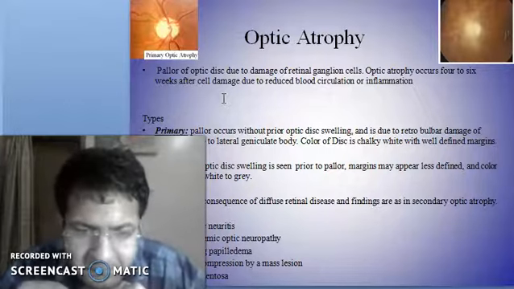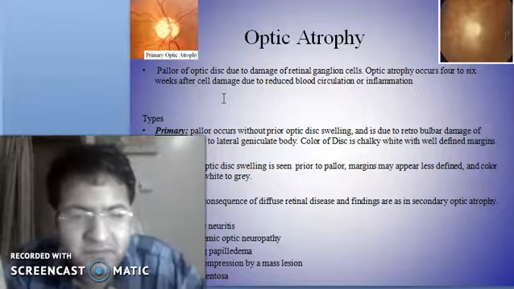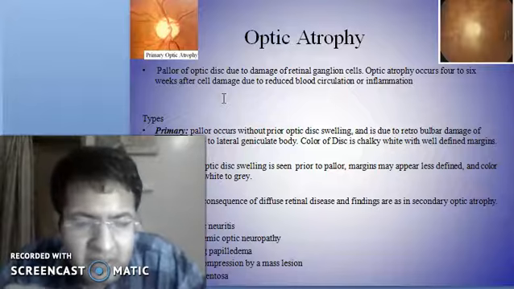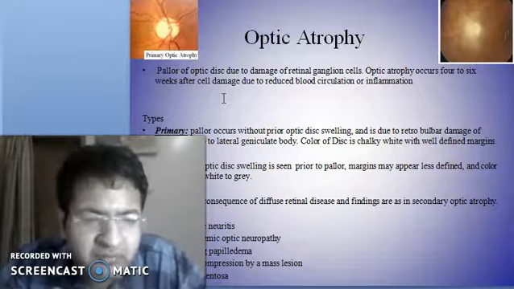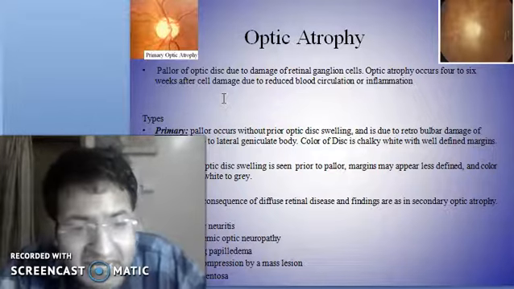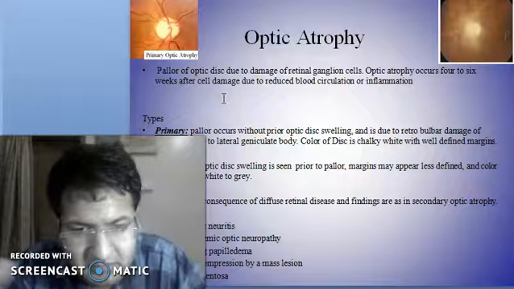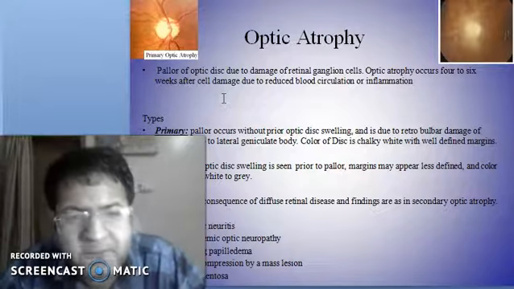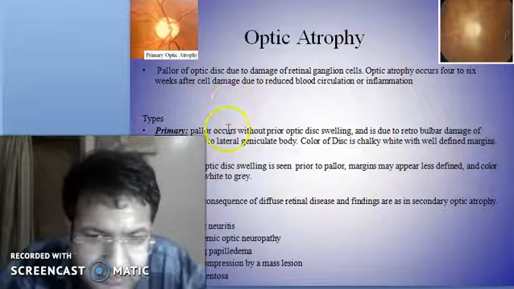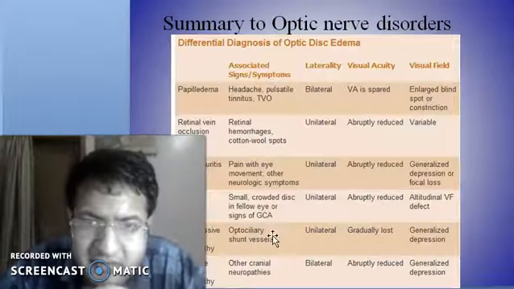It is glaucoma, any previous optic neuritis as in cases of multiple sclerosis, any previous ischemic optic neuropathy, any long-standing papilledema of more than 2 weeks, 3 weeks, optic nerve compression by any mass lesion, either in the middle cranial fossa or the orbit, or a disease like retinitis pigmentosa, which is a diffuse retinal disease.